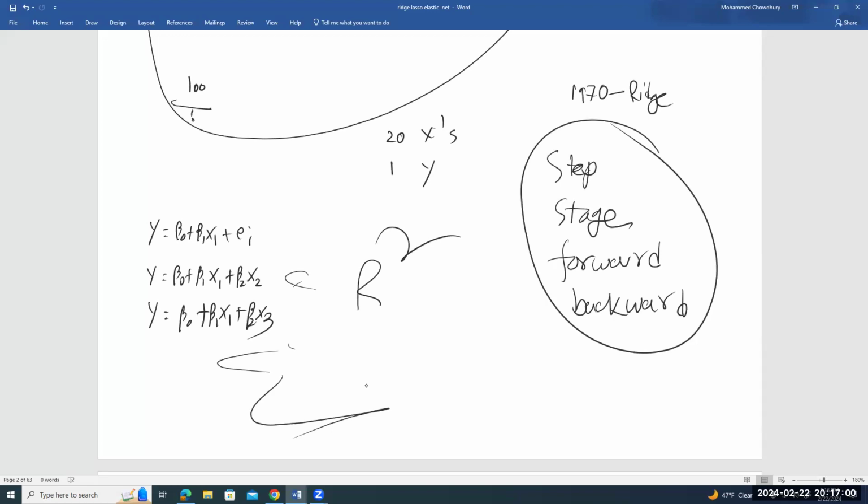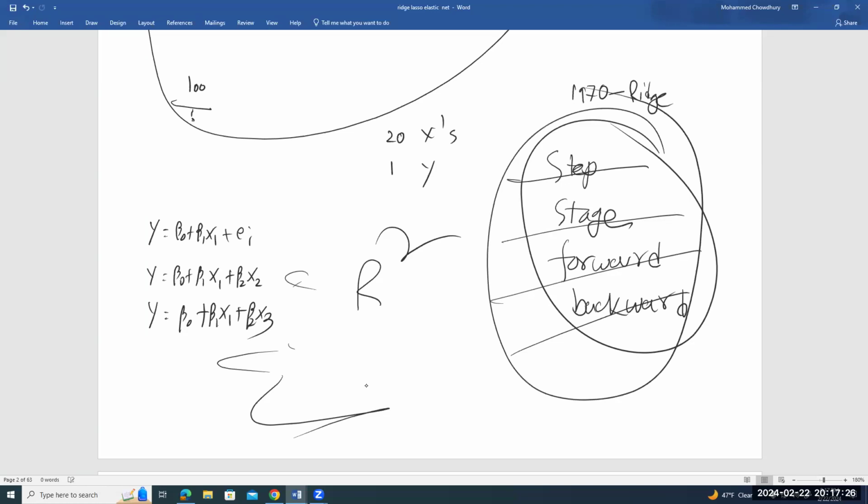Are you understanding? Before 1970, when we were undergraduate students, we learned all of these things: stepwise, stage-wise, forward selection, backward selection. Forward selection means they go one by one. Backward means from the back they come to the front. They start with the full model, then take out one by one, then take out two, take out three. Okay? So these are no longer used.